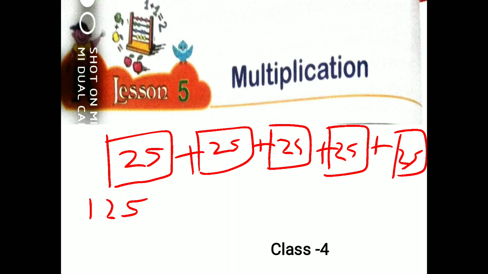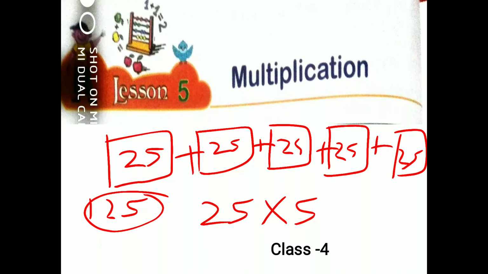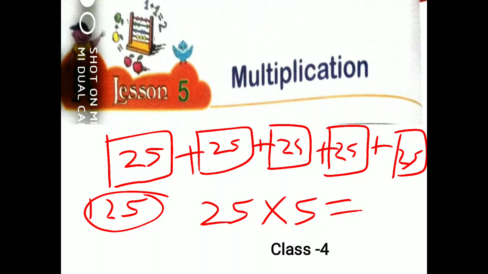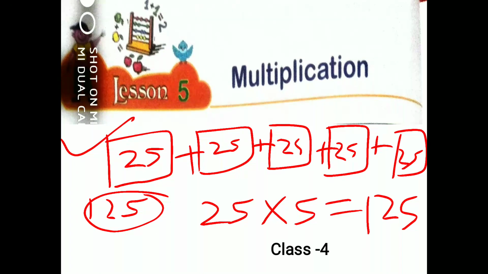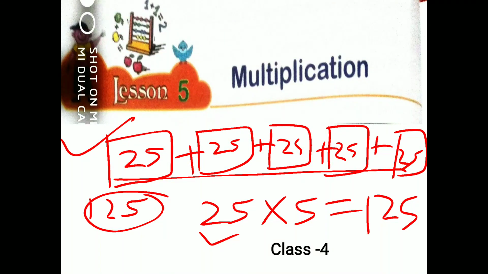The second way is this: how many apples are there? 25. And how many boxes are there? 5. So if you multiply it directly, what will the answer be? 125. It means in both cases the answer is the same, but the first is a time consuming process and this is an easy way of finding the answer. And what do we get from this? We get that multiplication is a repeated addition. Clear?